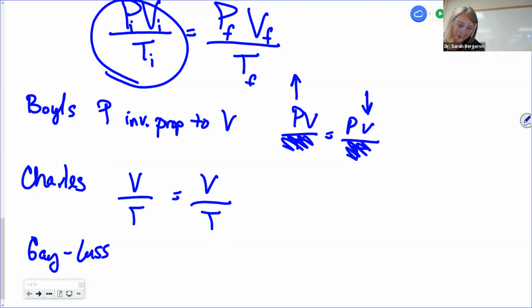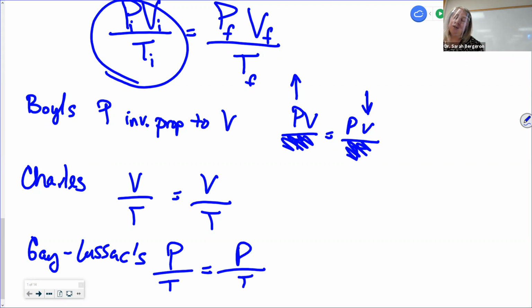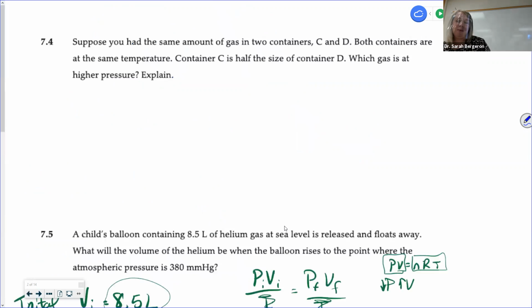Okay, what's the last one? Gay-Lussac's. Gay-Lussac's is the last two, which is pressure and temperature, right? Pressure and temperature. And that one you just kind of have to remember. Sorry, I don't have a fun one. Okay, so if you remember that, we're gonna be able to solve every single problem super easy.